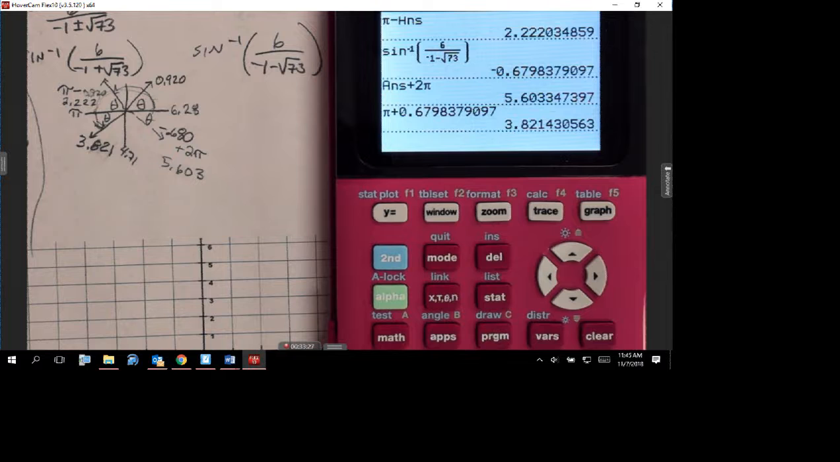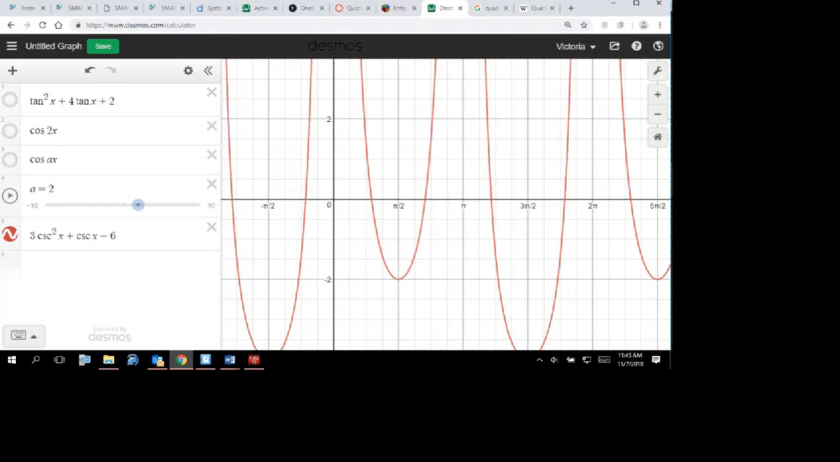How do we know we've done this right? Oh, because you graphed it on Desmos, and you go over and you're touching the x-intercepts from 0 to 2 pi. Do I have those right answers? Yes. I hope.